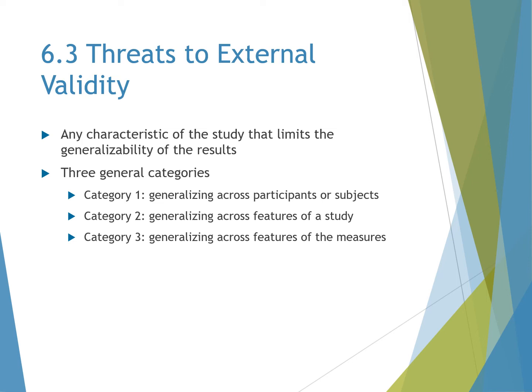So this first point is about generalizing from the sample to the population. And this is, of course, a basic assumption of research. The next category is about generalizing across features of a study. So this is about replicability, right? So we've talked about replication. If somebody does the exact same things that we did in a different study, would they find the same results? The final point, category 3, is about generalizing across features of a measure. So this is really about generalizing to a real world situation.